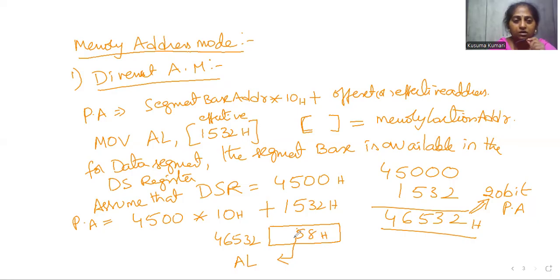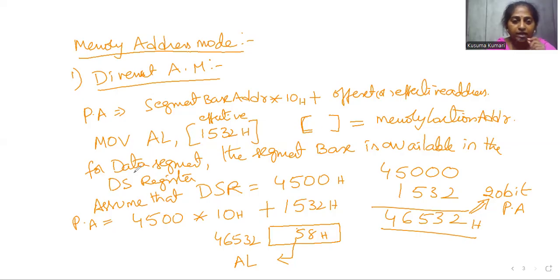So this is the direct addressing mode. The direct addressing mode means the memory location effective address is directly available in the instruction. An example is MOV AL, [1532 hexa], where 1532 hexa is the effective address, and the square brackets represent the memory location address.